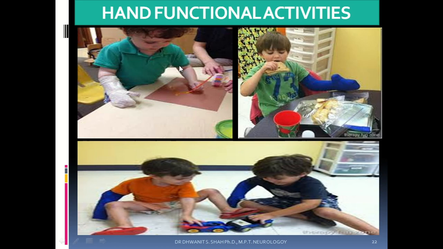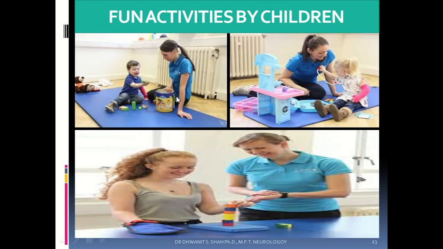Okay, here you can see different pediatric children. They are doing hand function activities like painting, eating, playing with the affected upper extremity. When the unaffected side, you can see, is in the constraint, the mitt or the plaster. You can see the different fun activities.